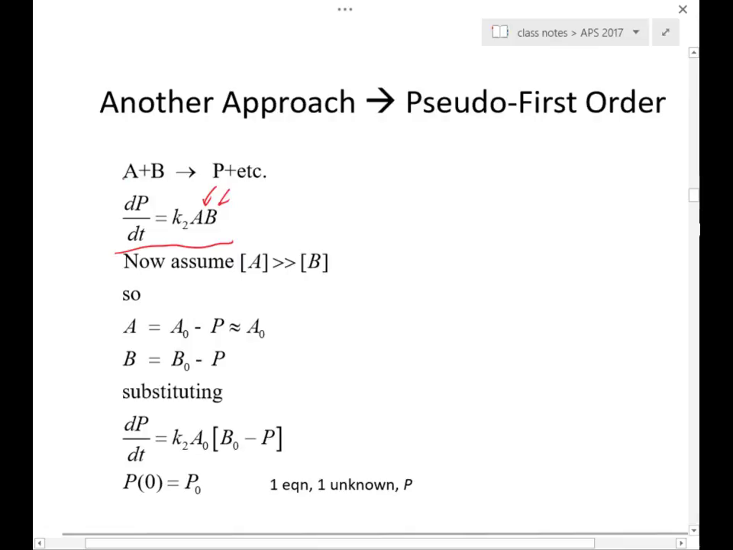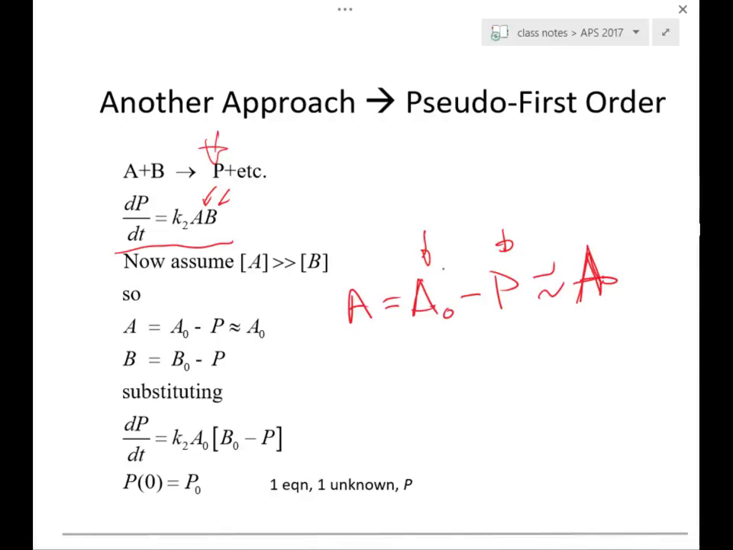And so if that's the way that it's working, then we can think of the concentration of A as equal to the initial concentration minus whatever is produced. Okay? So that's just a basic balance. But if there's lots of A and just a small amount of P, then this is going to be approximately equal to just A0. So if this is really big compared to that, then we could just approximate it like that. And really the concentration of A isn't changing to any appreciable degree. But B is, because we just have a small amount of B. So B is going to be equal to the initial amount of B minus whatever we've produced.